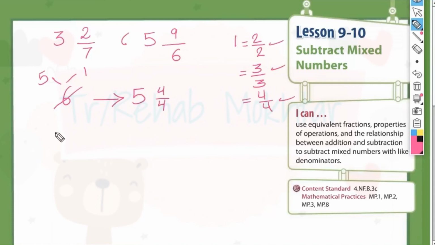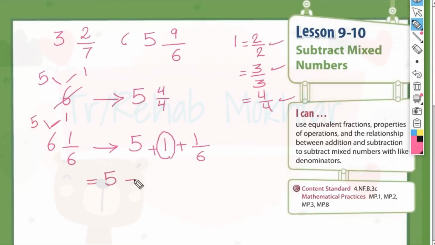Or if I have 6 and 1 out of 6, how can I rename this mixed number? Just decompose 6 into 5 and 1. Here I would put 5 as it is plus 1 as it is plus 1 out of 6. Now I want to put 1 as a fraction. I will keep 5 as it is and convert 1 into a fraction. So it will be what, teacher? It will be 6 out of 6.